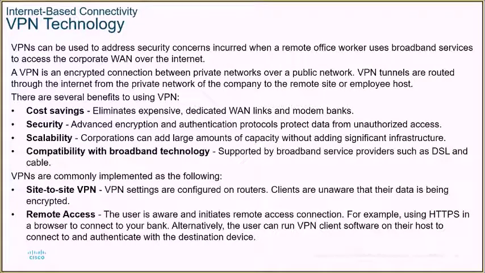Okay, so a VPN, or virtual private network, can be used to address security concerns incurred when a remote office worker uses broadband services to access the corporate WAN over the internet. A VPN is an encrypted connection between private networks over a public network. VPN tunnels are routed through the internet from the private network of the company to the remote site or employee host. So there are benefits to this.